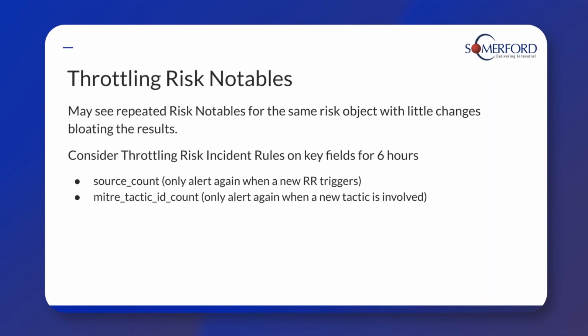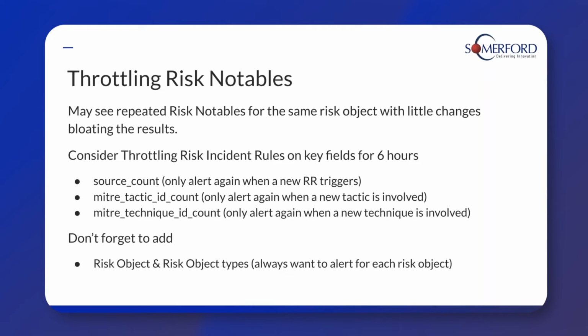So that's where the source count changes and then my tactic count changes. And again, same with technique: if there's a different technique involved, same sort of thing. But of course, let's make sure we always add the risk object and risk object type, because we only want to throttle if it's the same object and it's just small changes that have occurred. These give you ideas of how you could throttle those risk notables. So these are the risk incident rules that you're running, the 2 out-of-the-box ones at this point, that you could be looking at and wanting to filter those out.